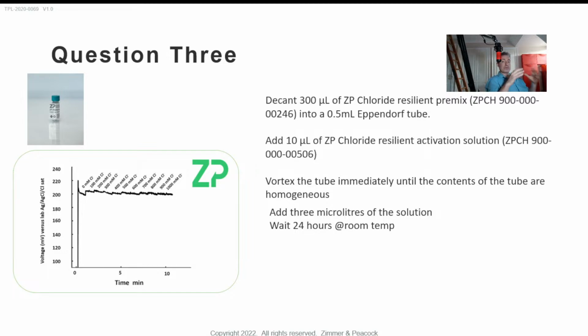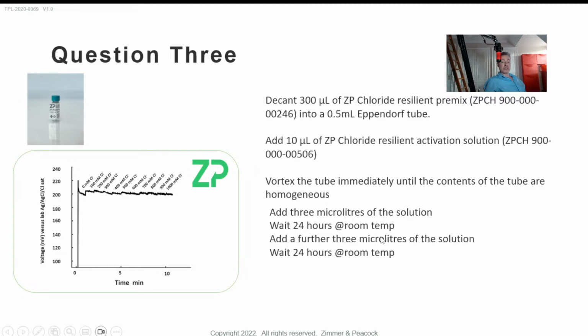So you really have to think about how much volume you're actually going to mix, so you don't want to be wasting this. And then we say add a further 300 microliters, but it should really say add a further 3 microliters, 24 hours later. But it should be a fresh solution each time.